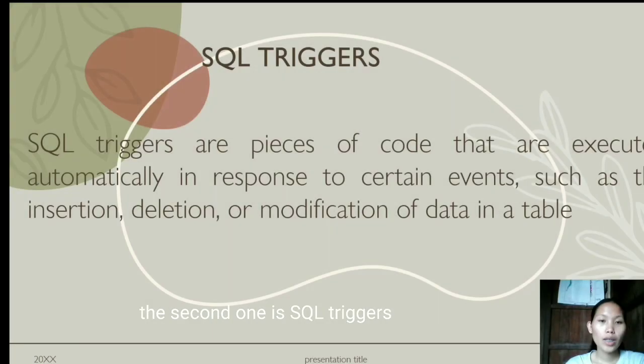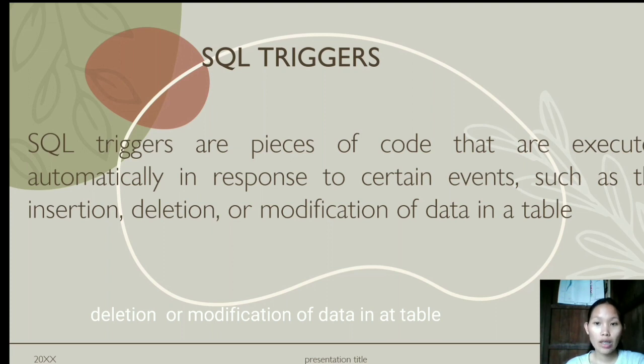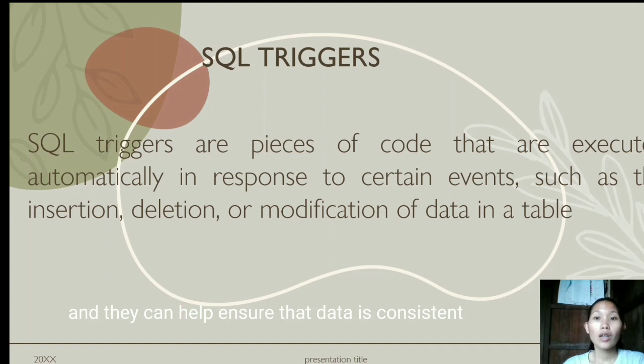The second one is SQL triggers. SQL triggers are pieces of code that are executed automatically in response to certain events, such as the insertion, deletion, or modification of data in a table. SQL triggers can be used to enforce business rules, maintain data integrity, and perform other tasks that require automatic execution, and they can help to ensure that data is consistent and accurate, improving the overall quality of the database.